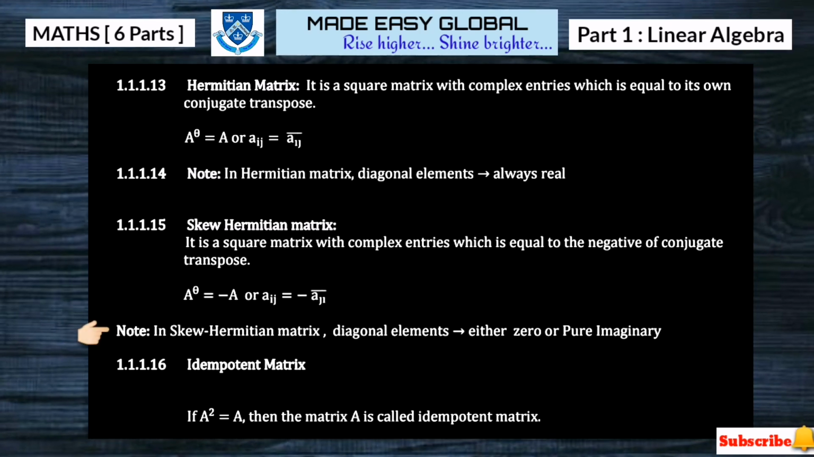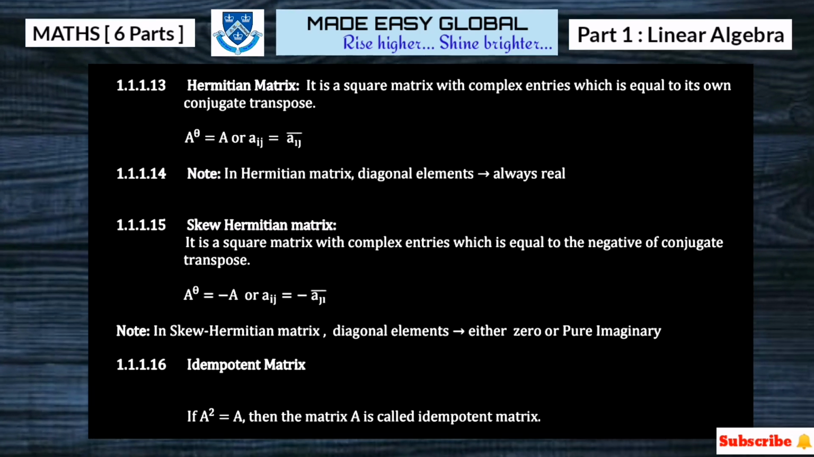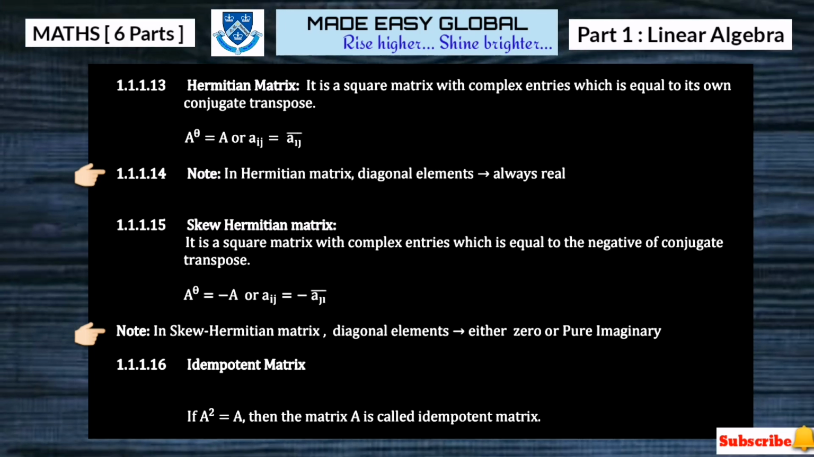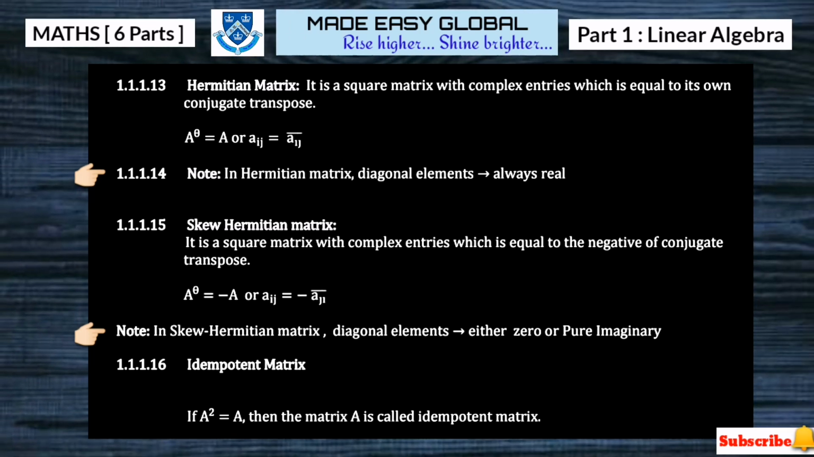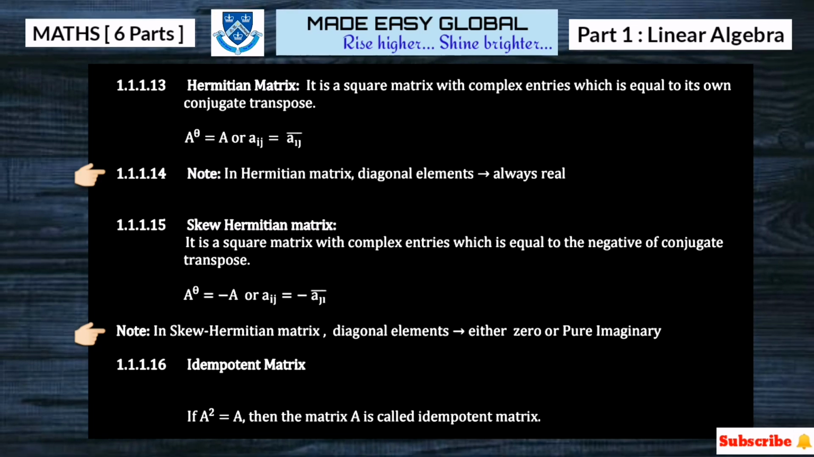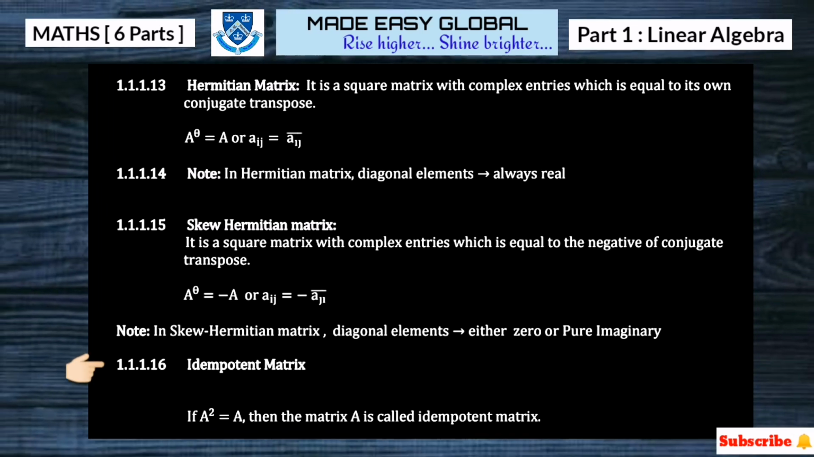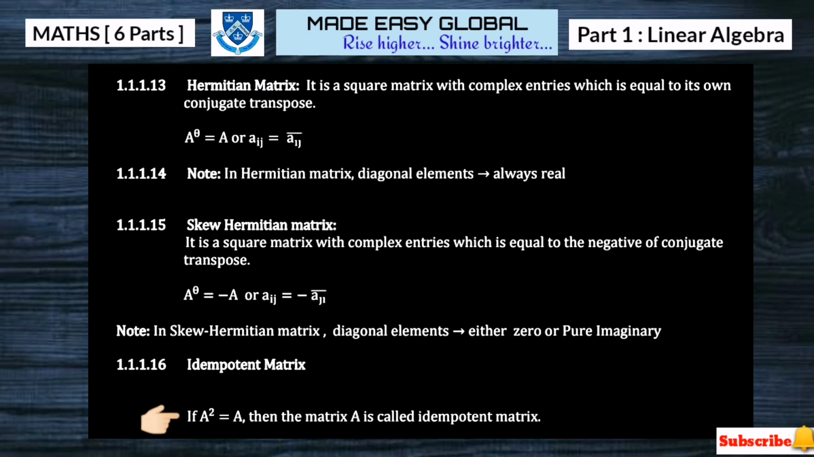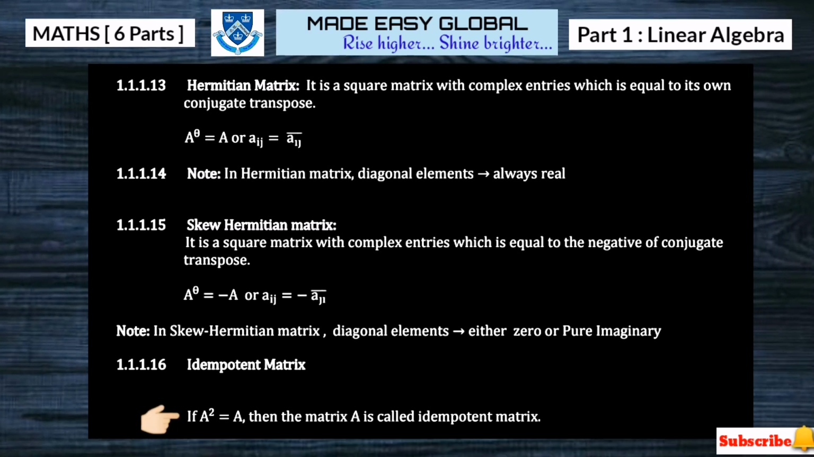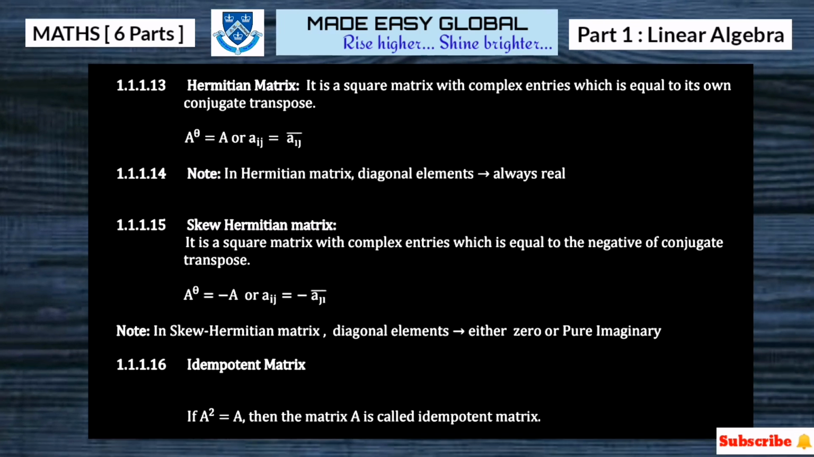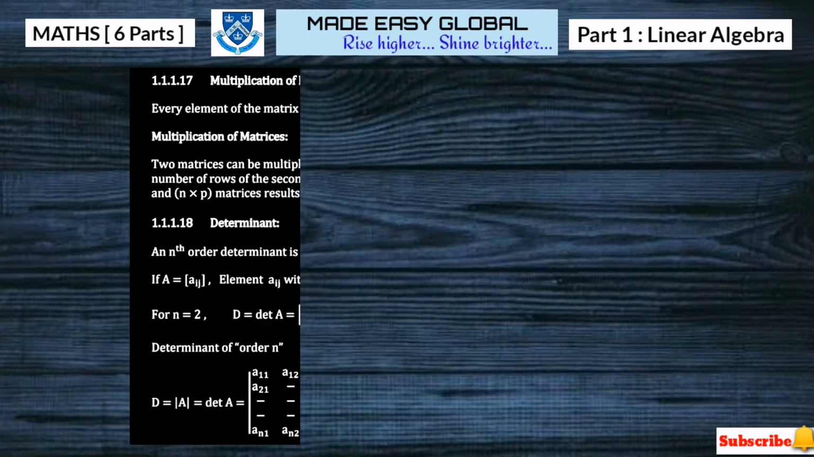This question was also asked in the examination. So for the Hermitian and skew Hermitian, these two conditions you have to remember, as well as these two notes are also important for the examination. Then after the next one is idempotent matrix. If A square is equal to A, then the matrix A is called the idempotent matrix. So these are the important types of the matrix.